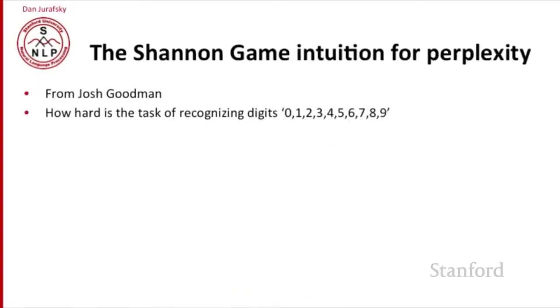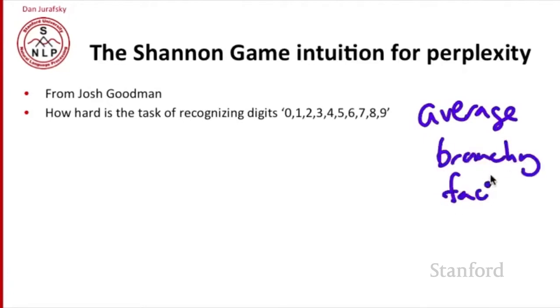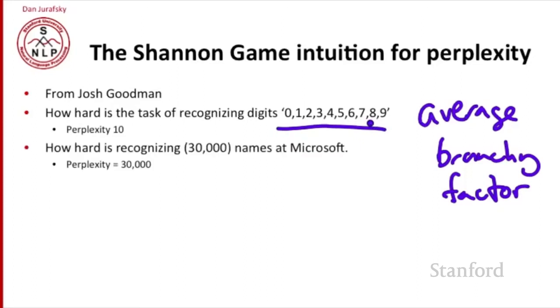There's another intuition for perplexity, also based on Shannon, and this example comes from Josh Goodman. This second intuition relies on the idea that perplexity is related to the average branching factor. Perplexity at any point in a sentence is, on average, how many things could occur next? And we'll see later this is related to the probability of the upcoming things, related to the entropy of the upcoming things. But roughly speaking, if I had 10 possible words that could come next and they were all equal probability, my perplexity would be 10. So for example, if I'm recognizing the 10 digits, then the perplexity of the task is 10. There's 10 possible things that could come next and I can't decide between them.